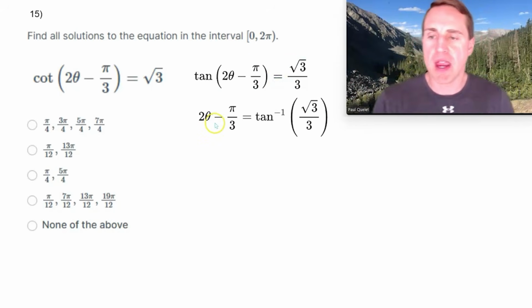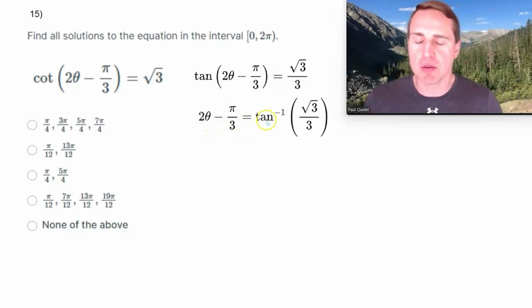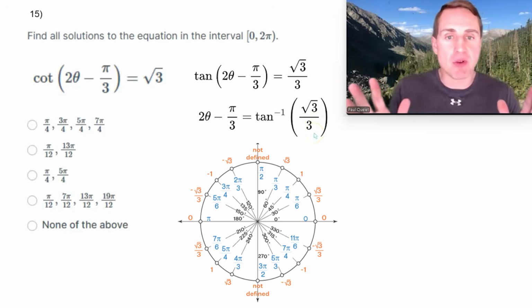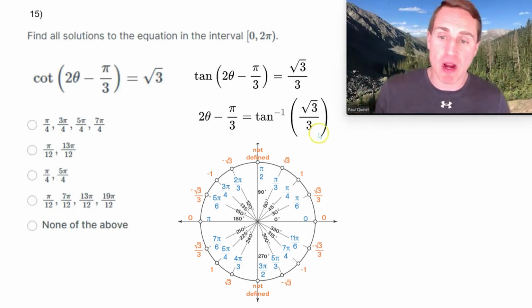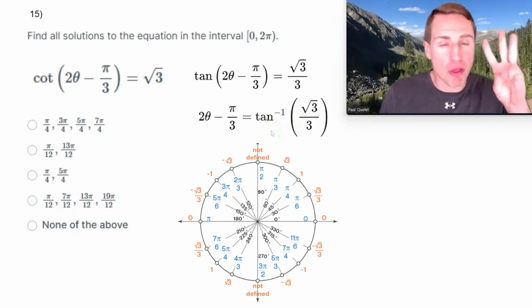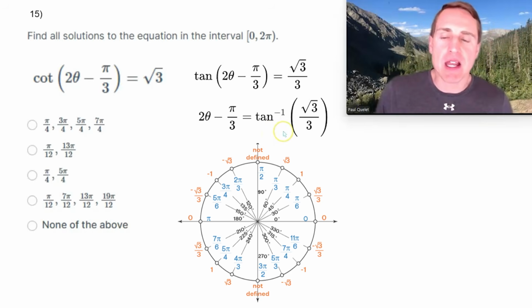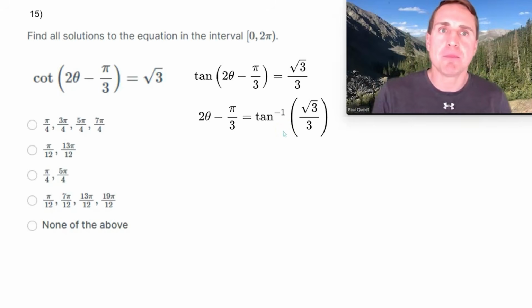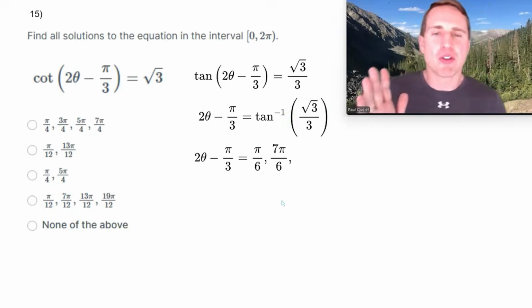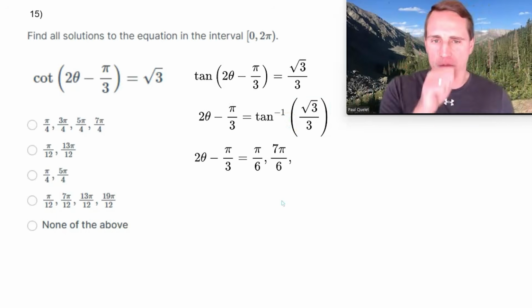So we have 2 theta minus pi over 3 is equal to inverse tangent of square root of 3 over 3. Now, that's a positive ratio with a reference angle of either 30 degrees, or if it's in radians, that'd be pi over 6. But notice tangent is positive in both quadrant 1 and quadrant 3. So we need 2 angles. So we're going to need the pi over 6 and the 7 pi over 6 angle. Now, there's something very special about this problem.